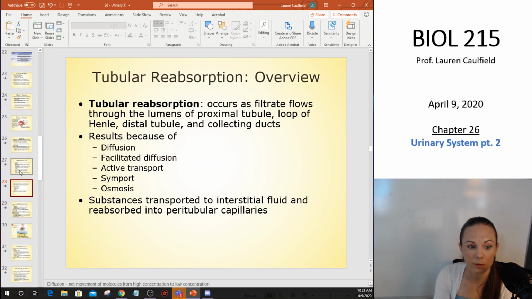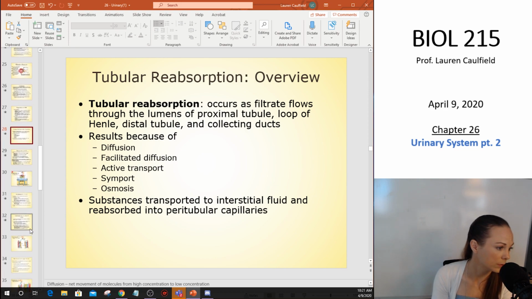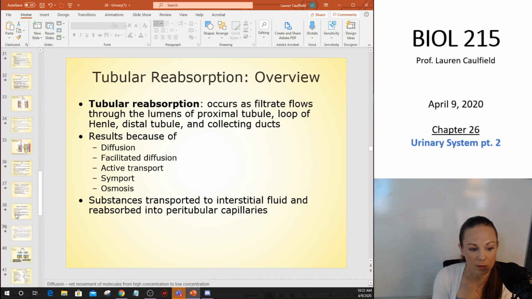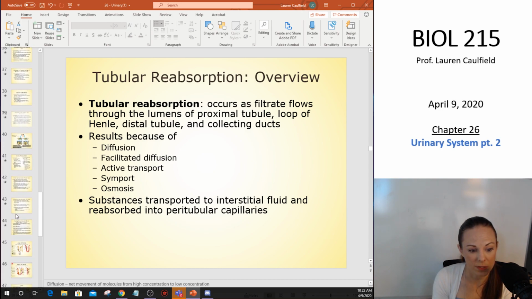Oops. Okay. All right, so I think we'll be able to get through tubular reabsorption today. How many slides? We got 59 slides.